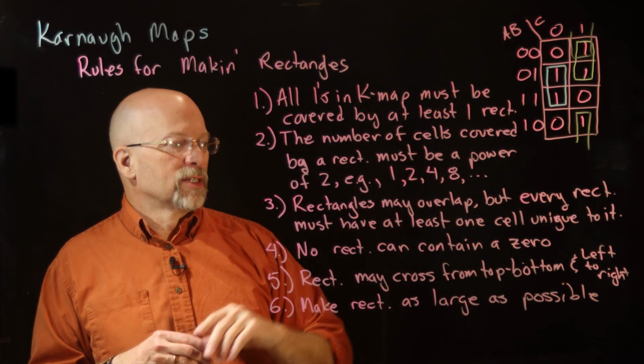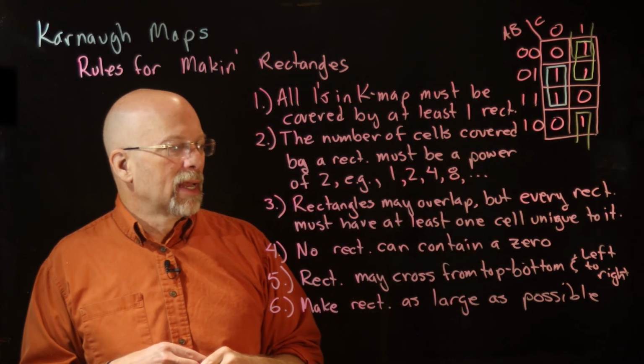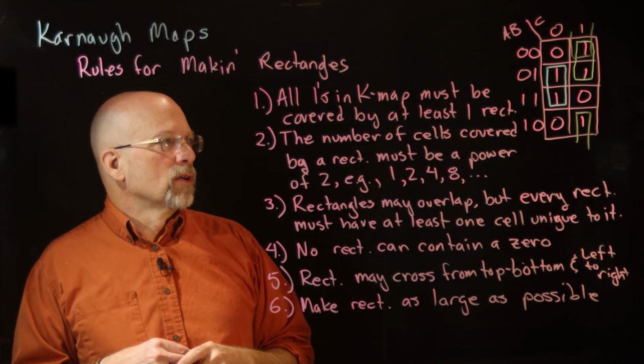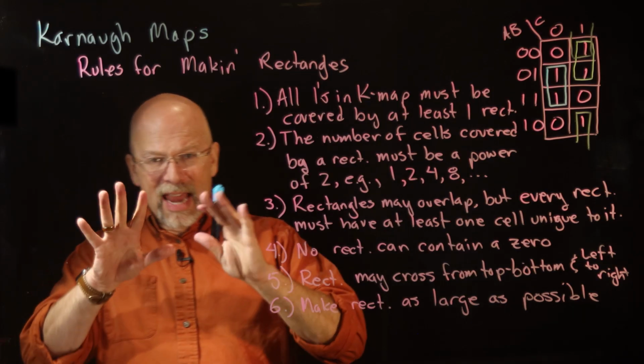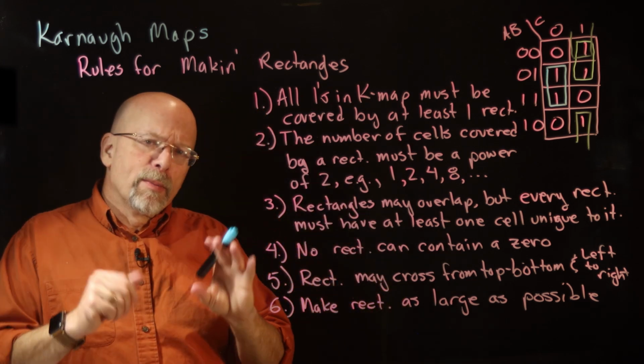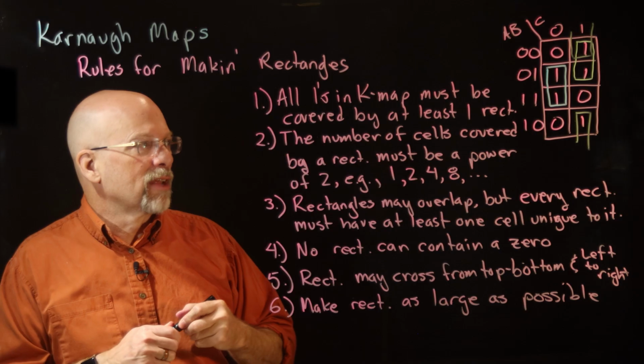No rectangle can contain a 0. It doesn't. Rectangles may cross from top to bottom. We've got one of them doing that. And every rectangle is as large as possible. All right. So let's figure this out. Now, we're going to go a little bit more formal method in the next video, but what I want to do is just show you real quick the products that have been made.